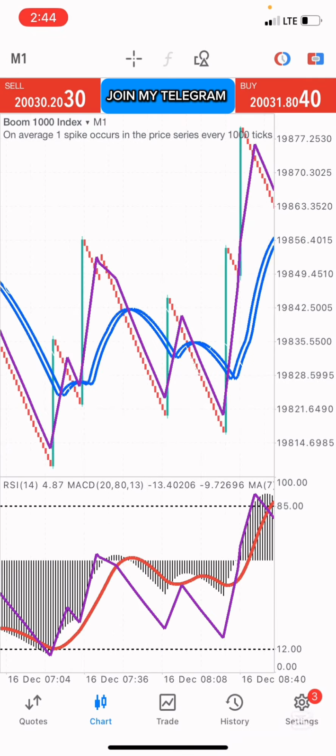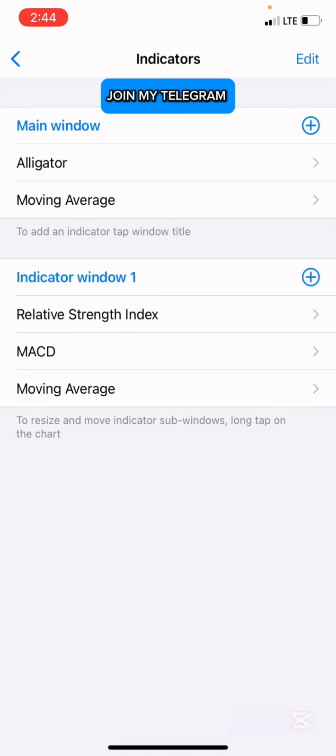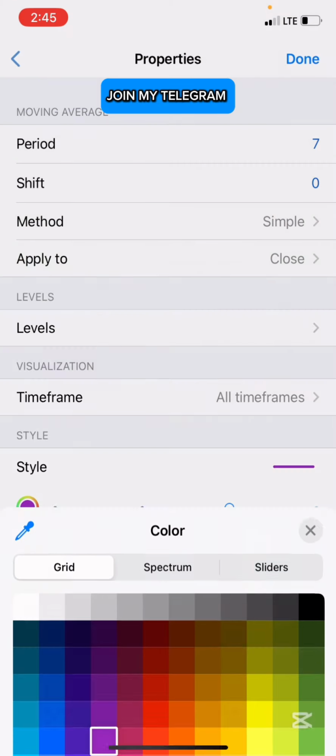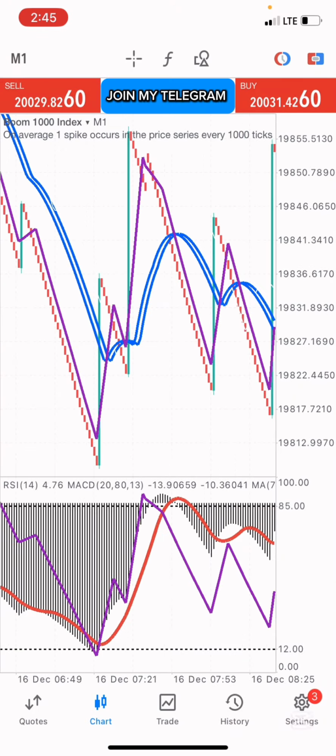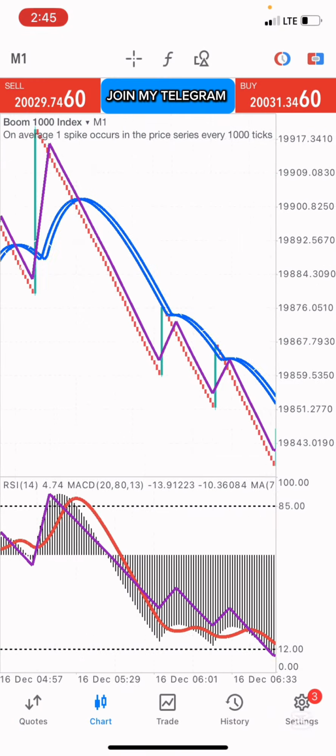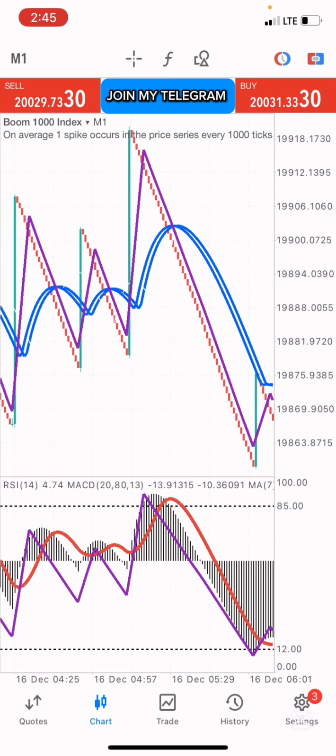All right, the moving average is going to be the same on the main window. Though you put that on period 7, shift 0, method is simple. Then you apply to close. The style, you put that on 3 pixels with the purple line right here. Then you click on done. All right, so these are the indicators for this strategy on Boom 1000 index.